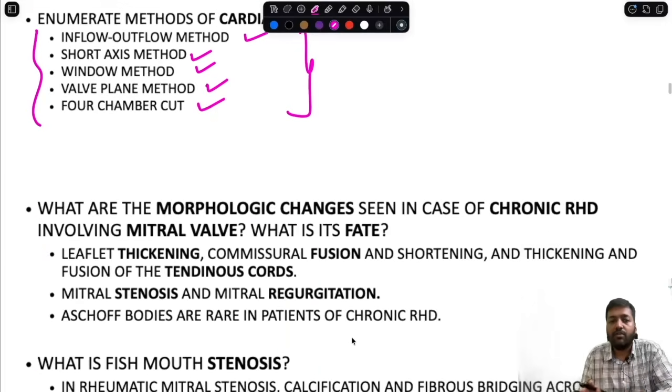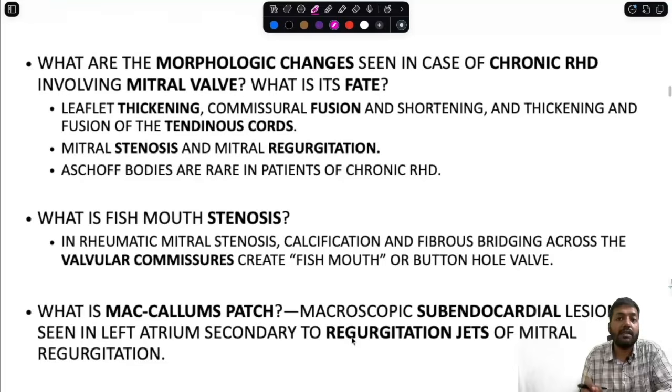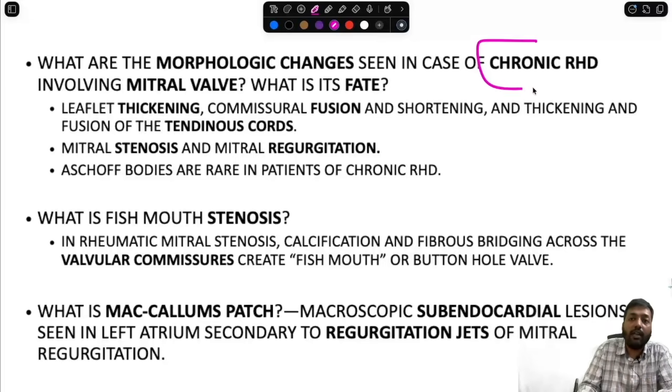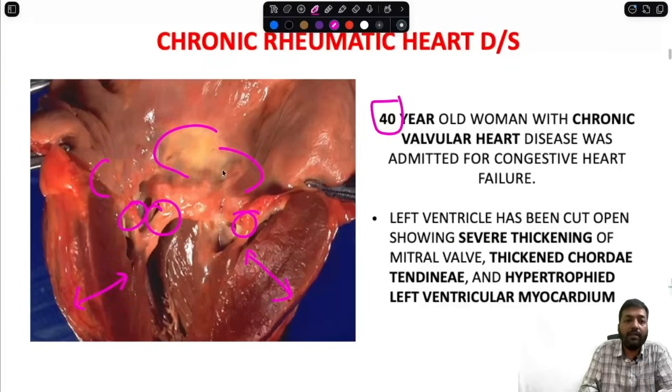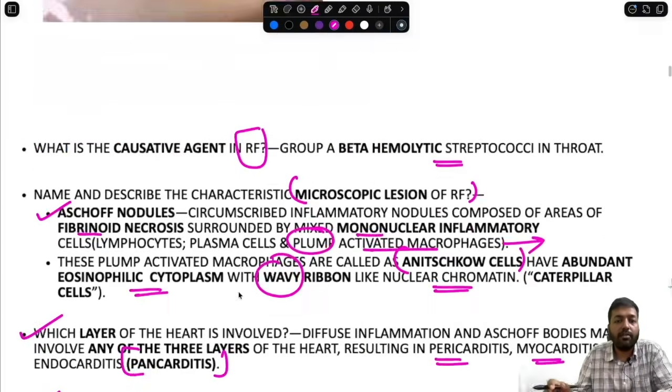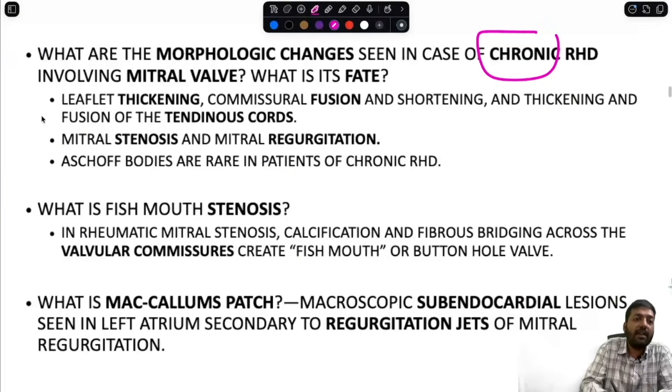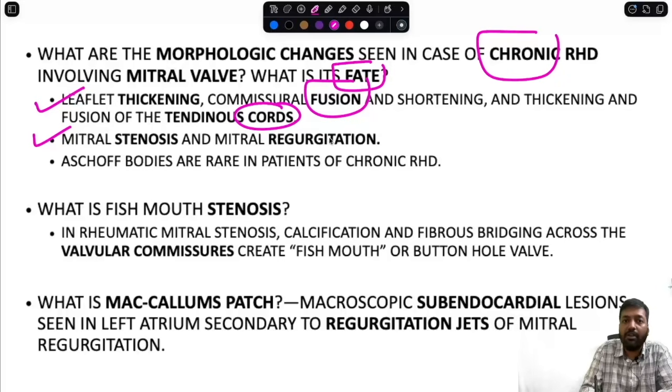Okay. Now the next question is, what are the morphological changes seen in case of chronic rheumatic heart disease involving the mitral valve, and what is its fate? What are the things that I had shown you? Can you see that there is severe thickening of the mitral valve, thickening of the chordae tendineae, as well as hypertrophy of the left ventricular myocardium because of mitral stenosis. So there is leaflet thickening, commissural fusion and shortening, and thickening and fusion of the tendinous cords. What is the fate? It can lead to mitral stenosis and mitral regurgitation.